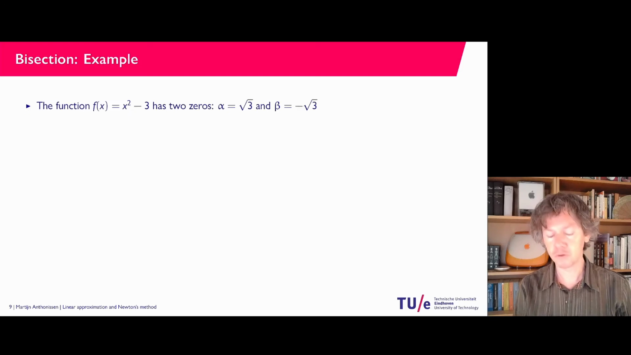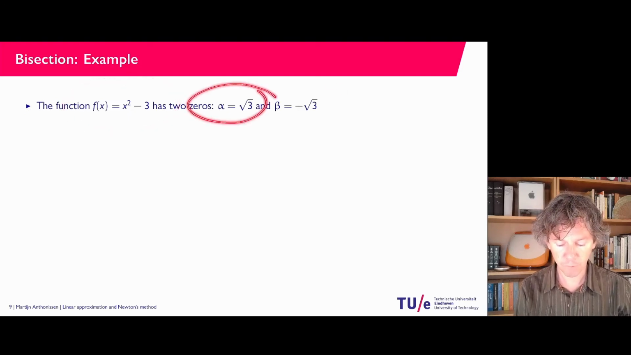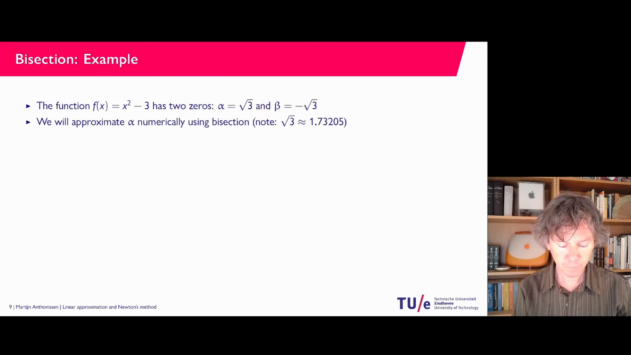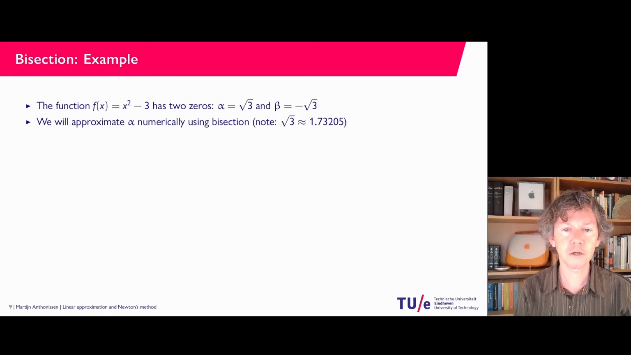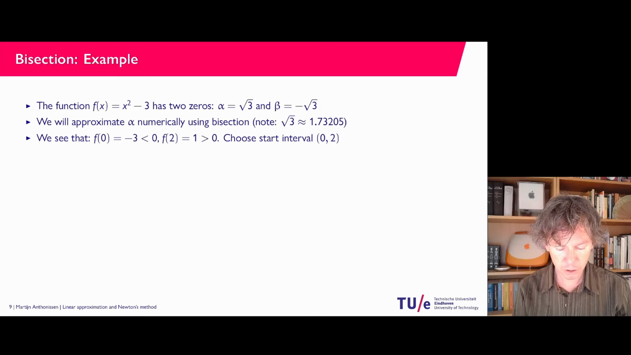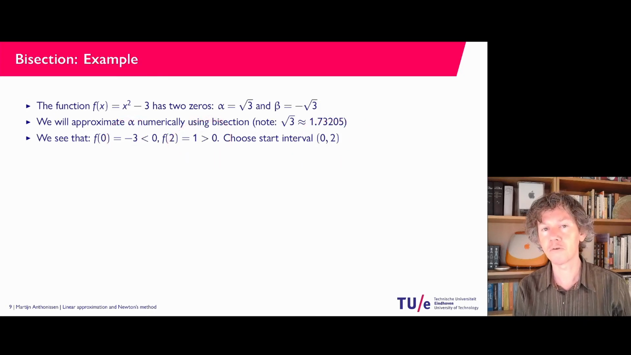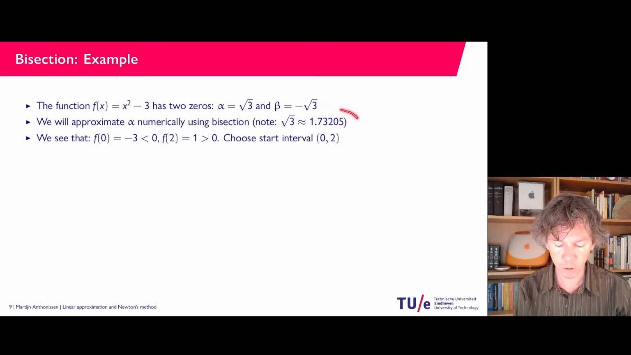And if you do that, for instance, for this problem, this is a parabola. There are two zeros, square root of 3 and minus square root of 3. This you can find by punching it into a calculator, the approximate value of square root of 3. Let's say that we want to find that using bisection. Then you could start with the interval [0,2], because f(0) is negative and f(2) is positive. So this is a good interval. Of course, we also know that because square root of 3 is 1.7, and that's in between 0 and 2.